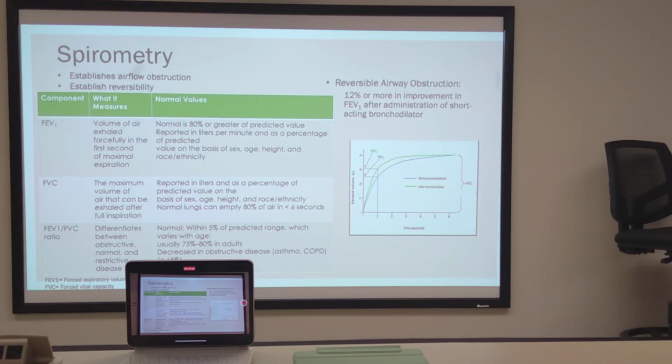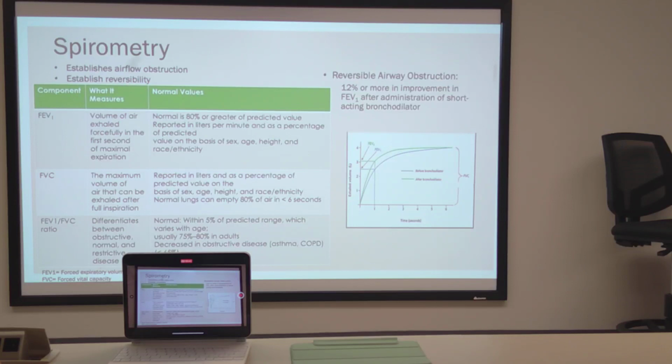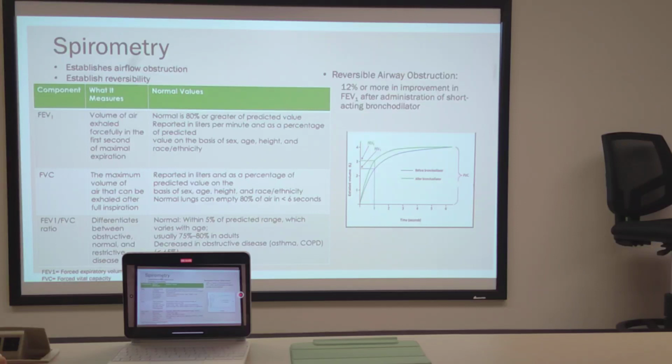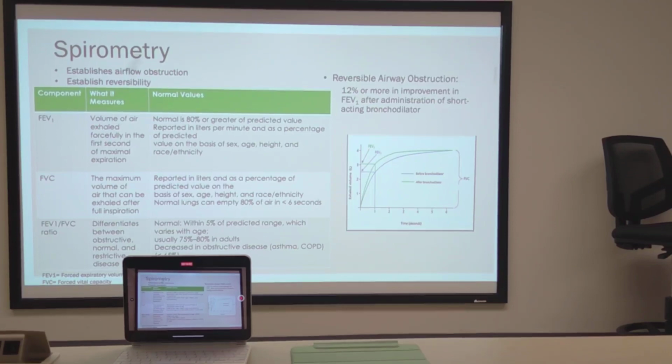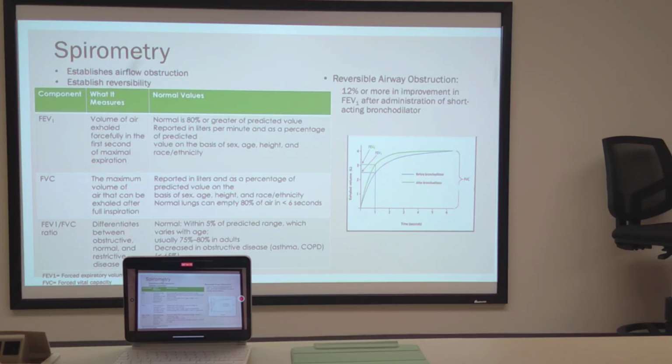These three values are your FEV1, your FVC, and your FEV1-FVC ratio. Your FEV1 is the volume of air that is exhaled forcefully within the first second of taking out all of your air. The FVC is the maximum volume of air that can be exhaled after your full inspiration. So right after you take your first deep breath in, it calculates how much volume of air that is. And then you have your FEV1-FVC ratio, and this is what we really use to differentiate whether or not someone has asthma or COPD, okay?